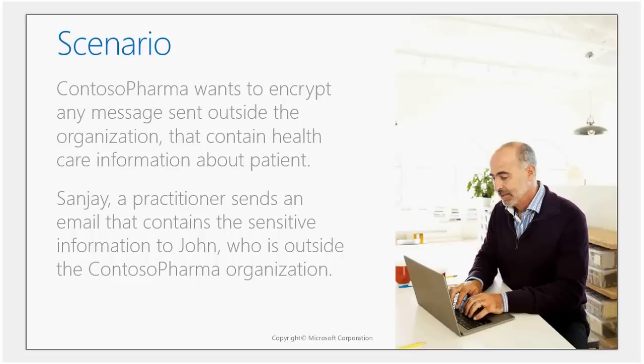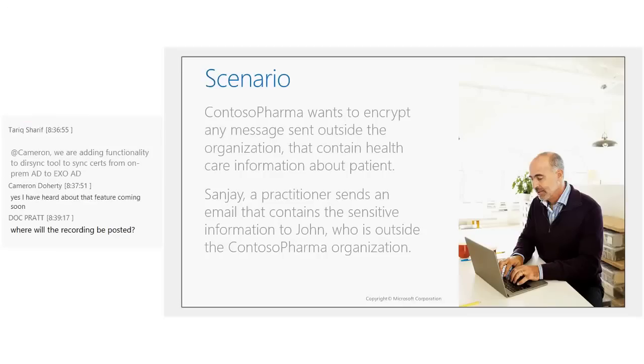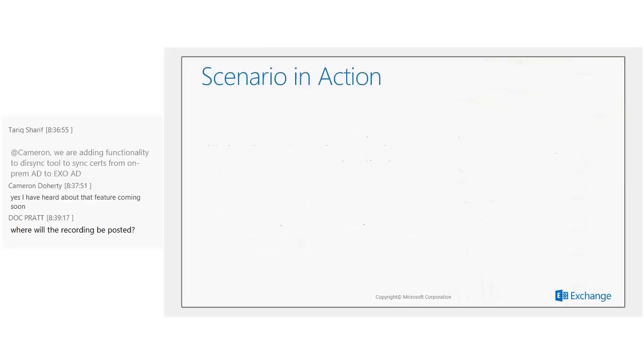Coming to our actors in the scenario, we have two actors. The first one being Sanjay, who is one of the practitioners working for Contoso Pharma, and he's about to send an email that does contain some of that sensitive information to John, who is actually sitting outside Contoso Pharma organization, and we don't know who John is, and John could live on any of the other email services, and we have to make sure that that message gets encrypted. So let's look at the different stages. There are different slides or screenshots here that will help you navigate through the process.